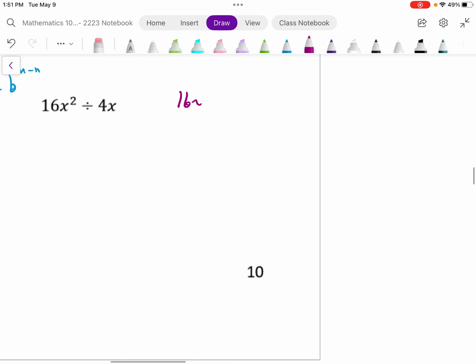So it's almost like two questions. We deal with the coefficients numbers, and then we deal with the variables. So now if I have 16x squared all over 4x, well, now I'm going to view this as 16 divided by 4. So I'm going to put the coefficients together, and then I'm going to put the variables together. 16 divided by 4 is 4. x squared divided by x just leaves me with x.